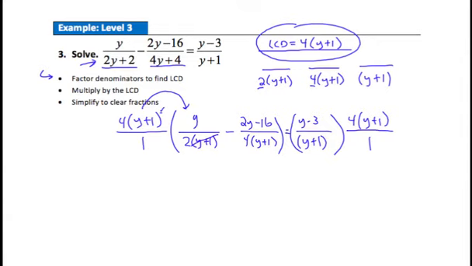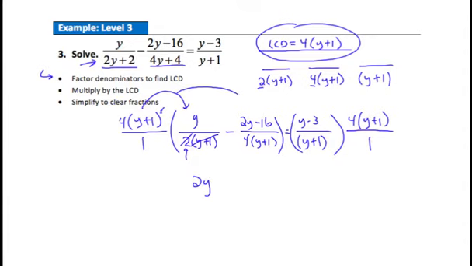Now let's take a look at the 2 and the 4. Notice a common factor of 2 could divide out there before we ever multiplied. If I divide this common factor of 2 out, all that's going to leave me with is a 2 up here. So essentially, all I need to multiply times this y is just 2, which is going to give me 2y.